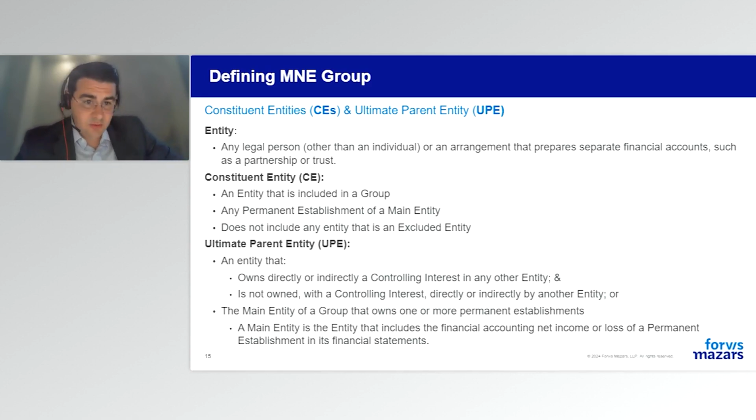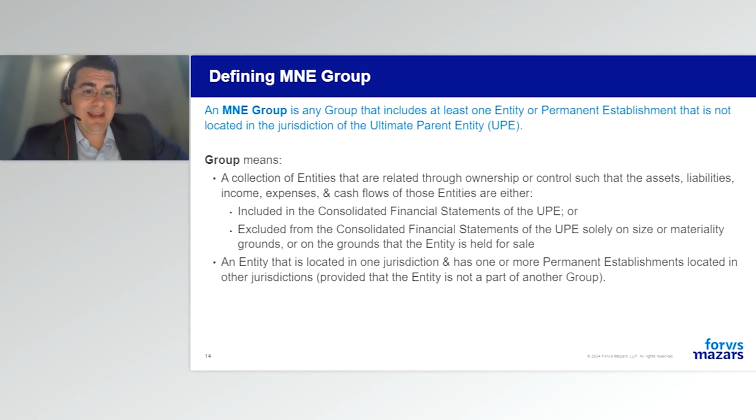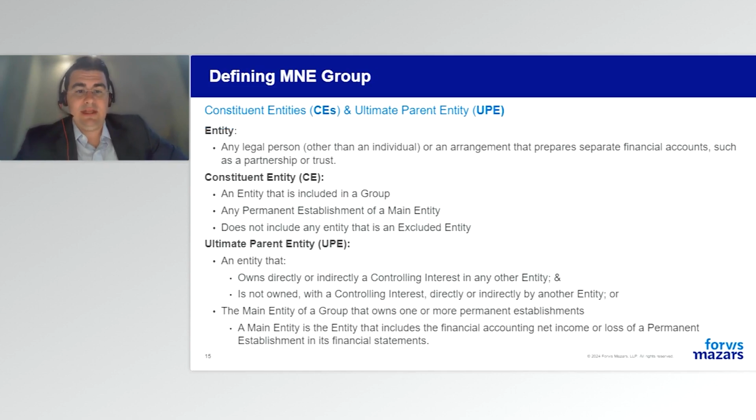So, what is a constituent entity? What makes an entity a constituent entity? A constituent entity is an entity that is included in a group. It could be a PE of a main entity, basically if you don't have a true legal form for that, and it doesn't include any entity that is an excluded entity. As we established last session, excluded entities are included in your consolidation test, but once you're in the proverbial soup, the excluded entities don't come in, but they are included for testing purposes.